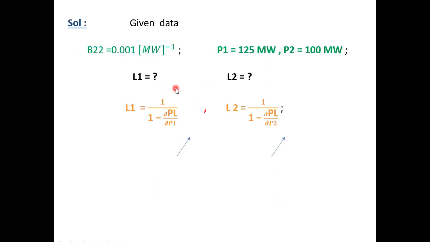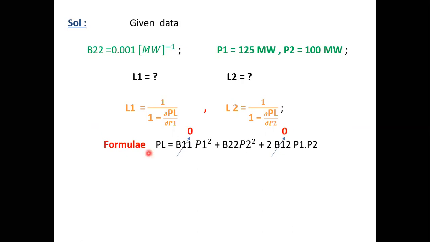So what is the basic formula for penalty factor? It is given by L1 is equal to 1 by 1 minus dou PL by dou P1 and L2 is equal to 1 by 1 minus dou PL by dou P2. Here PL is nothing but the loss expression and P1 and P2 are nothing but the real power generation of power plant 1 and power plant 2. Then let's go for the formula for the loss expression. Here PL is nothing but B11 P1 square plus B22 P2 square plus 2 into B12 into P1 P2. Because when you observe this formula, B11 should become 0. Similarly, B12 should become 0.